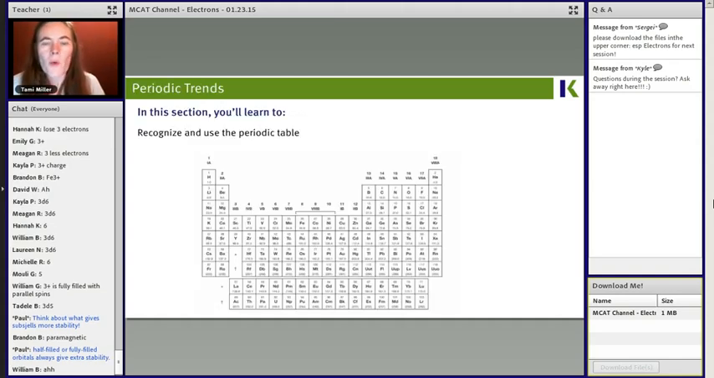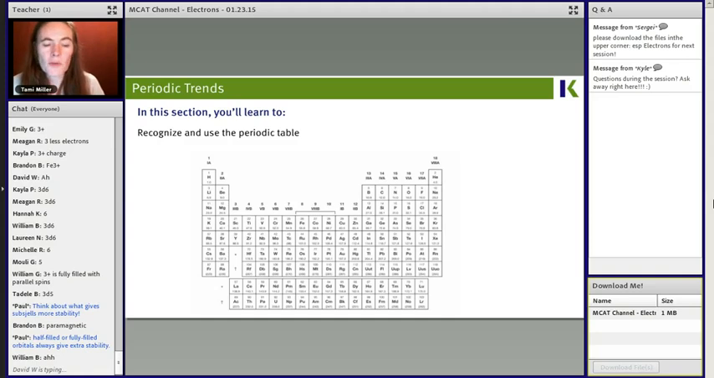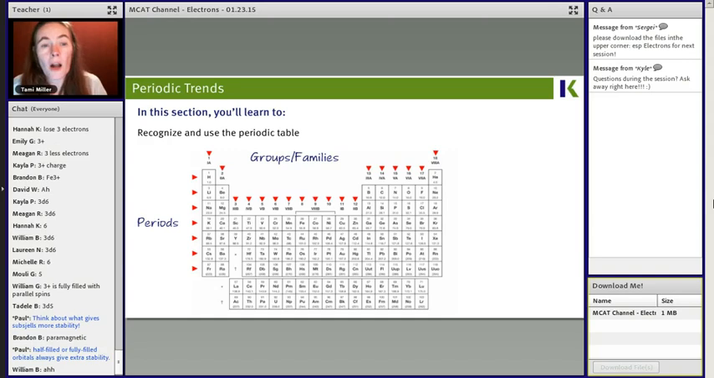Now, with that said, we're going to move to our next section. And this next section is talking about the periodic trends. So we really need to be able to understand our periodic table. Now, our periods, these are going across. These are our rows. Our families or groups are our columns. And when we're looking at how things react, do we look at their reactivity in periods or do we look at their reactivity in groups?